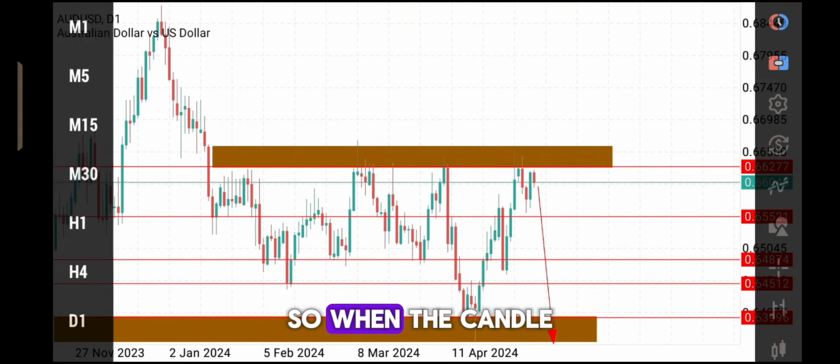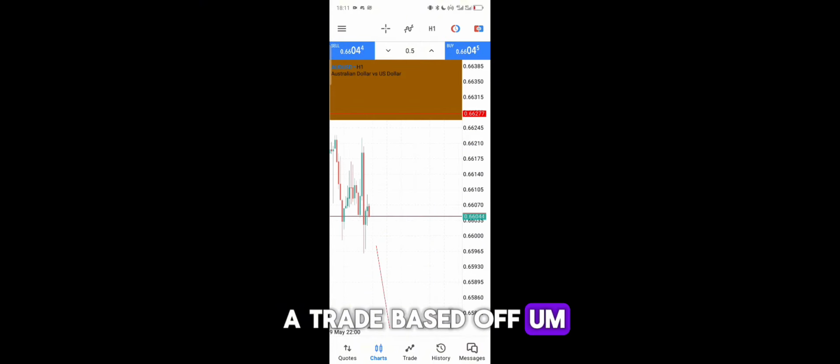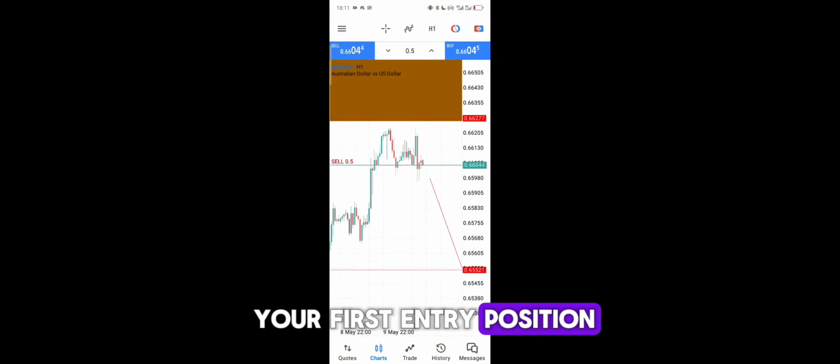Okay, so when the candle closes, we set the horizontal lines, right? And then when we set the zone, we make sure we include the wick. So if you enter a trade based off the body of the closing of the candles, then that will be your first entry position. Your second entry position will basically be a little bit on top, just before the wick. Remember that. Do not forget this.